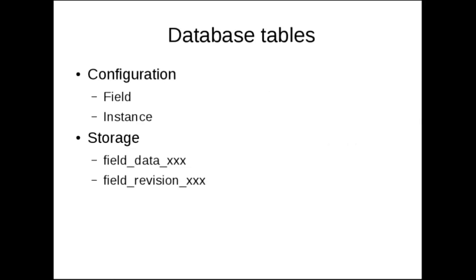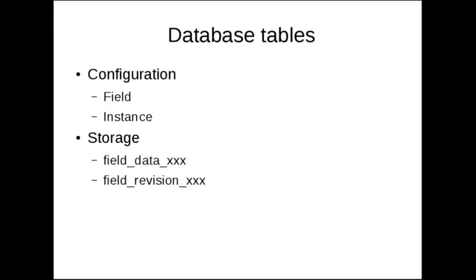So then, under the covers, what does this look like in the database? We've got a bunch of different tables. Who's familiar or not familiar with these tables? There's one called field config, one called field config instance, all this kind of stuff, and then you have these data tables. So this is core's terminology.